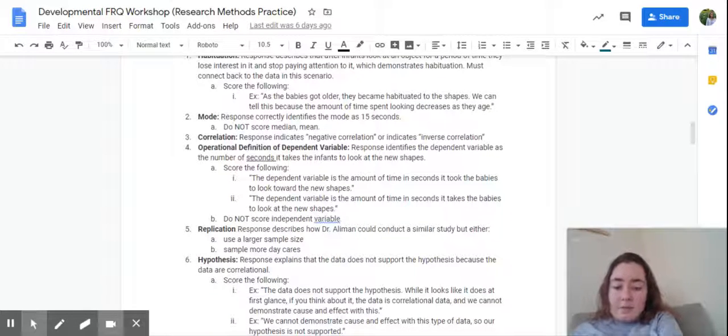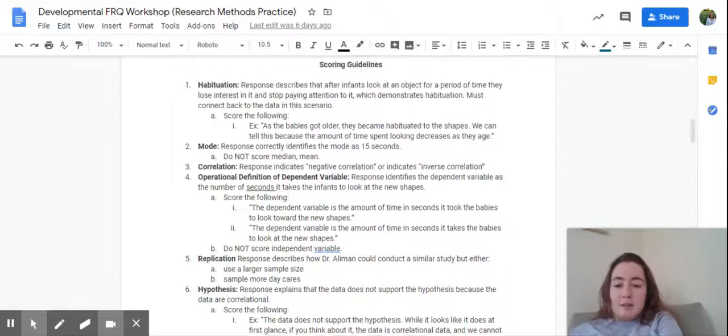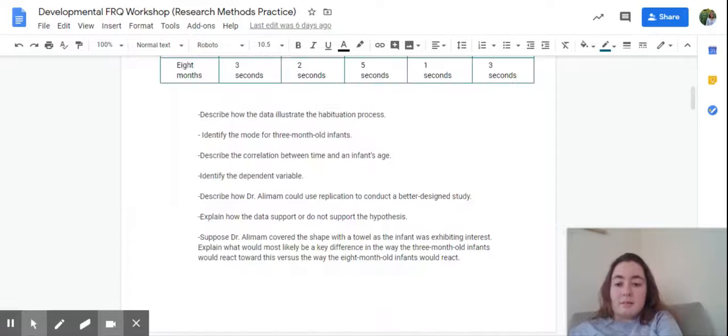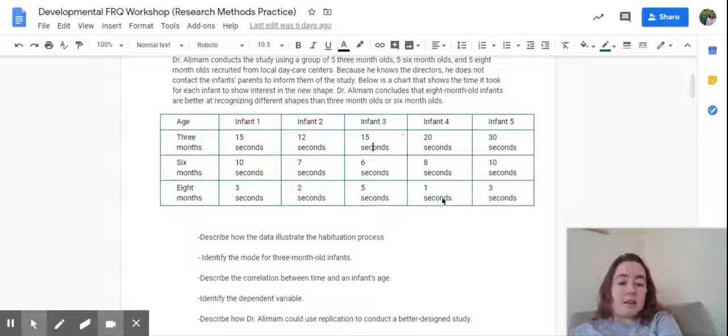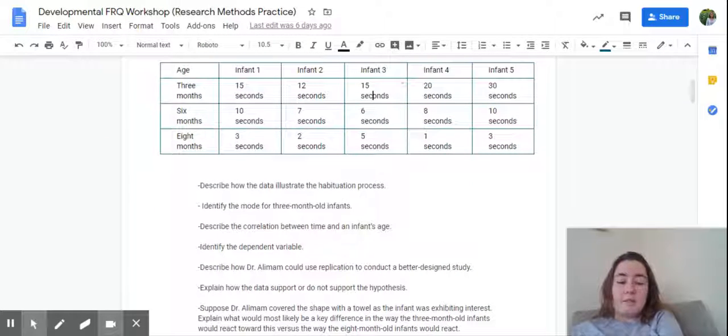Then we're talking about replication. So, what could he do? How could Dr. Alman use replication to conduct a better design study? The big thing with being able to replicate, we said, is that you need a good operational definition. He has that, which is good. But there are other things that would make it even better if he were to replicate it again.